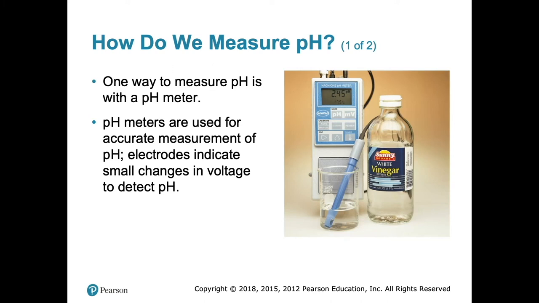And if you stick it in there and it reads 7, you know it's safe to touch because it's neutral, right? But if it reads 2.45, maybe you shouldn't touch it because it's a little bit acidic. Well, vinegar is not that dangerous. But take it down to 1 or less than 1, then maybe you shouldn't touch it.